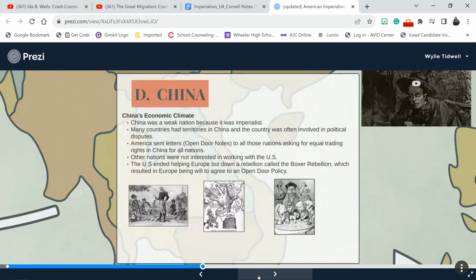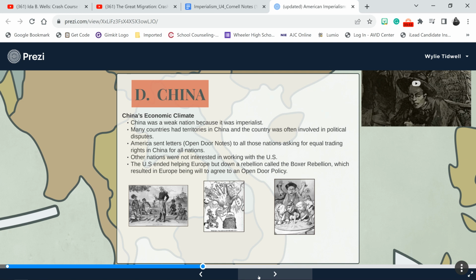All right, China. Let's talk about China real quick. I'm going to be very fast here too, okay, y'all? China's economic climate: China was considered a weak nation because it was imperialized. Everybody got me on that? Many other countries had territories in China, and the country was often involved in political disputes. If you remember why you want to imperialize a place, China looks pretty good, doesn't it, so far?